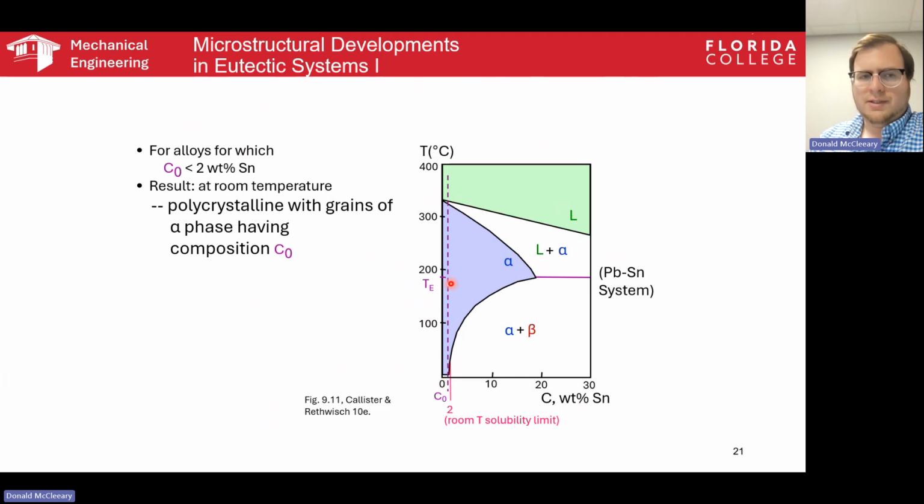So at 2 weight percent selenium, the result at room temperature is going to be polycrystalline with grains of alpha phase having composition of C naught, which is right along this line, right? So we're at 2 weight percent selenium. We're going to have just one composition. And I think we're measuring at room temperature, which is going to be 20 degrees Celsius. It's going to be about here-ish, right there.